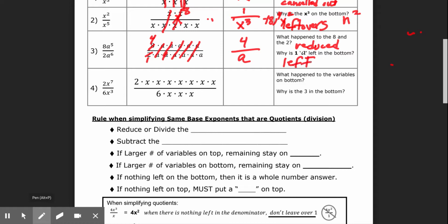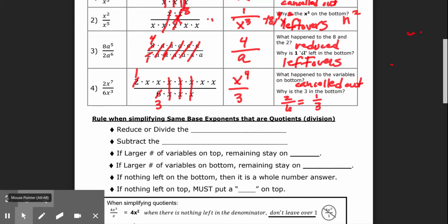Well, that's leftovers. Number 4, 2x to the 7th divided by 6x cubed. So we're going to reduce the 2 and the 6. So 2 divided by 2 is 1, 6 divided by 2 is 3. And then let's cancel out 1 pair, 2 pair, 3 pair. So we're left with x to the 4th on top, all over 3. What happened to the variables on the bottom? Canceled out. Why is the 3 left on the bottom? Because 2 divided by 6 is equal to 1/3. So the 3 is left on the bottom.